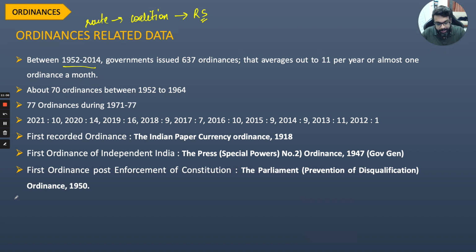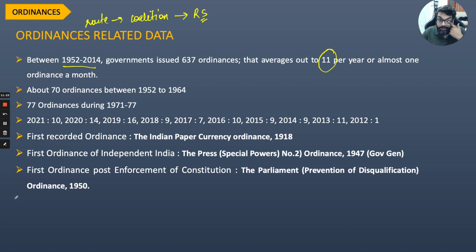That approximately averages out to about 11 ordinances a year, or almost one ordinance a month, given the fact that the parliament only sits about thrice a year, and so do state legislatures, in the BMW format, which is the budget, monsoon and winter format.